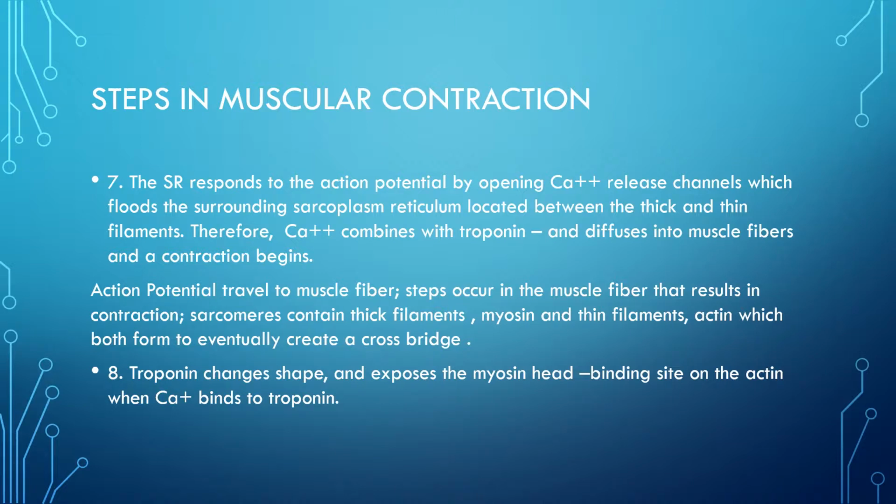Basically, to break it down, the action potential travels to the muscle fiber, and the steps occur in the muscle fiber that result in a contraction. The sarcomeres contain thick filaments, which is myosin, and thin filaments, which is actin, and both eventually create a cross bridge together. Troponin changes shape and exposes the myosin head binding sites on the actin when calcium ions bind to troponin.